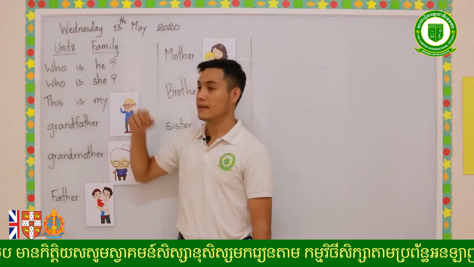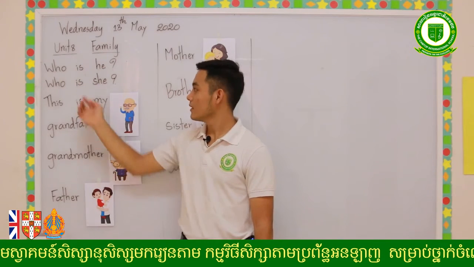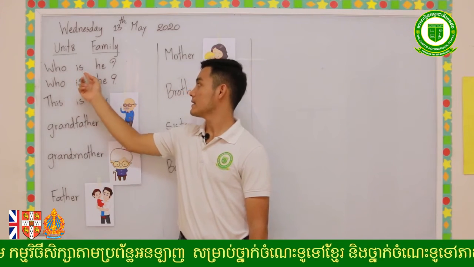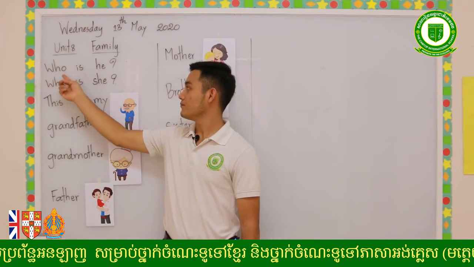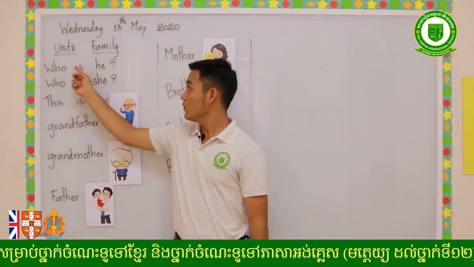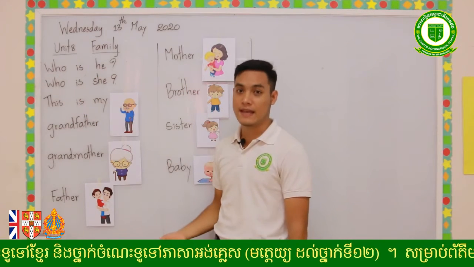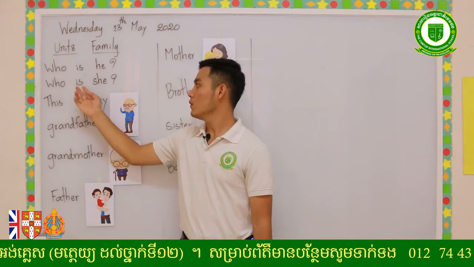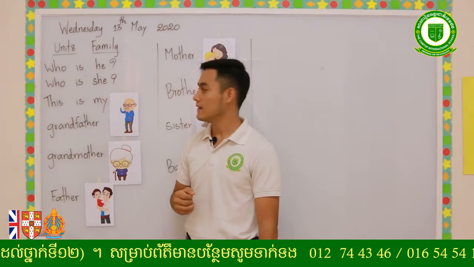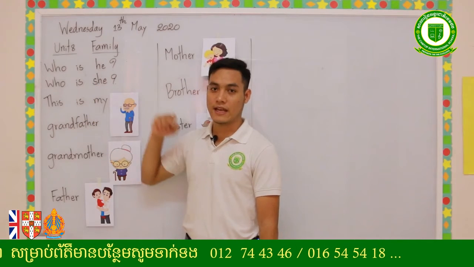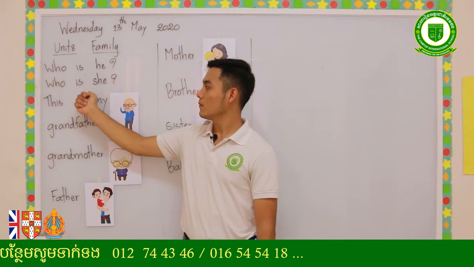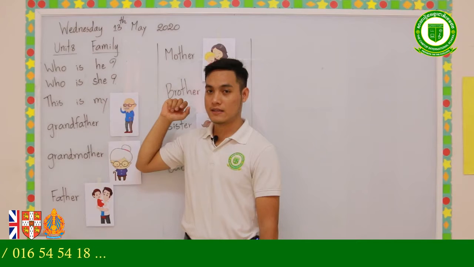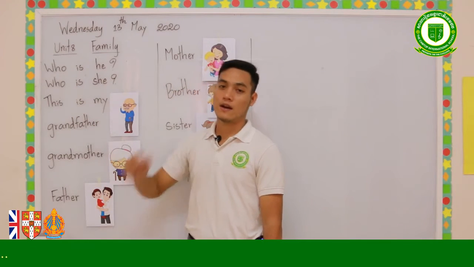Who is he? Again. Who is he? One more time. Who is he? Okay, by yourself. Who is he? All right. And one more question is, who is she? Okay, together. Who is she? Who is she? Together. Who is she? All right.